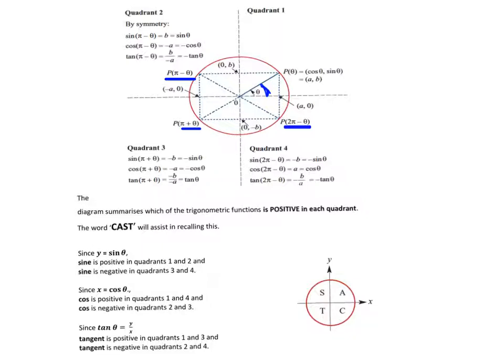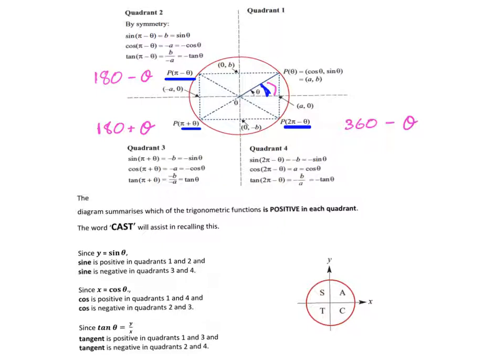So if I was doing it in degrees, that would be 180 minus theta. This would be 180 plus theta. This would be 360 minus theta. So we can work in degrees and radian and relate everything back to that angle in the first quadrant.